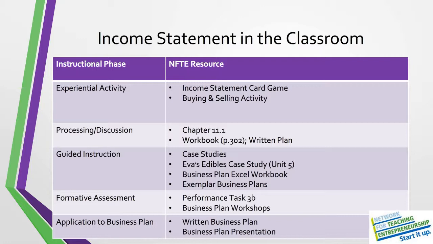To more formally assess learning, you can have students complete Performance Task 3B and assess if students need any reteaching or additional practice. Finally, the ultimate demonstration of learning is your students' ability to complete their income statements in the business plan and explain to you, peers, and judges why they made their decisions on pricing, expenses, and sales. They'll also be able to effectively describe how changes in any of these items affects their projected income statements.